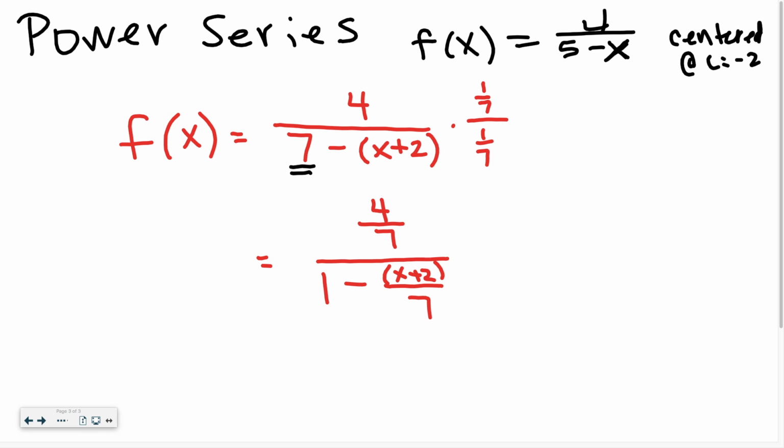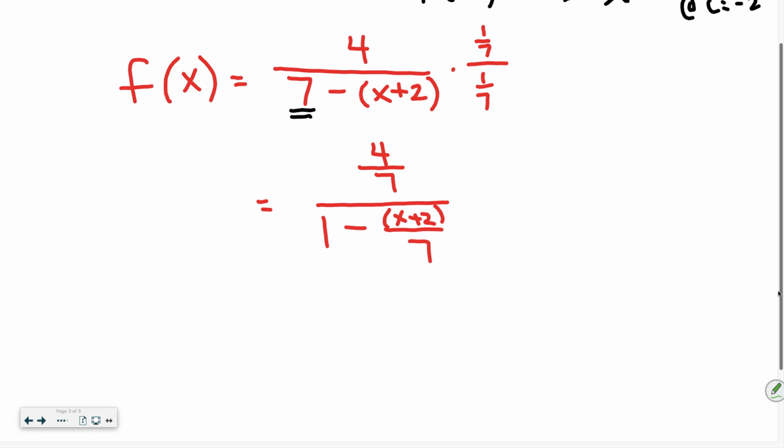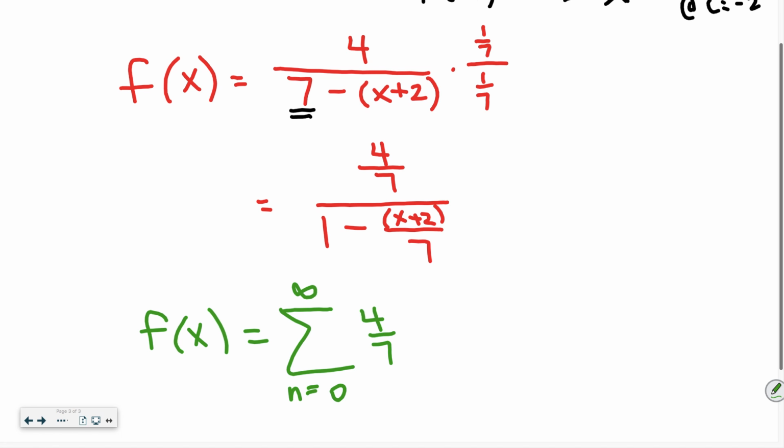Okay, so let's talk about the representation. f of x would be the infinite sum of a times r to the n.